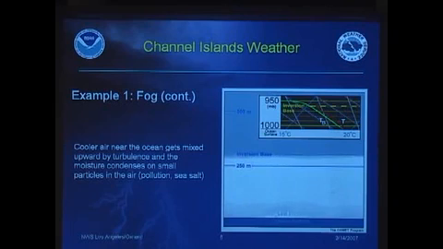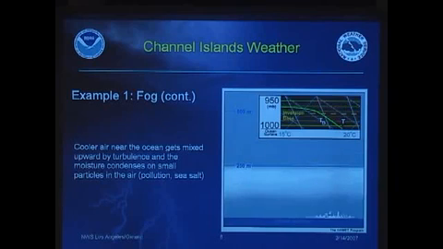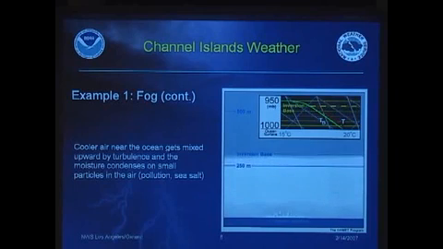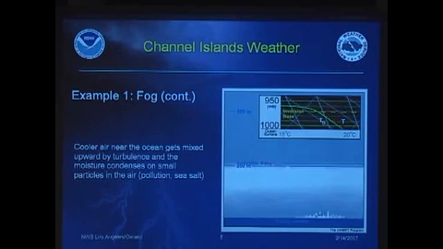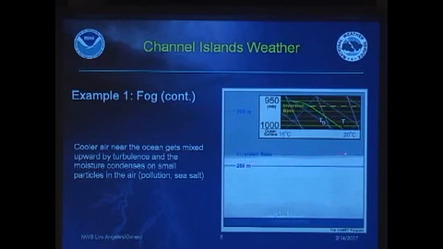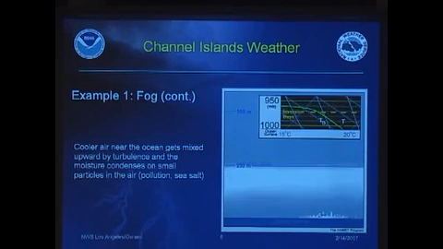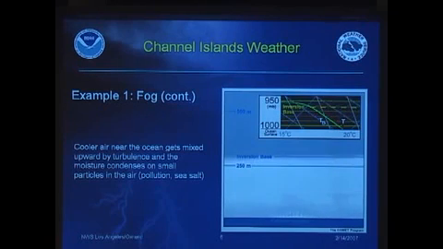Basically, they're small particles on which moisture can form and collect. And when you have the cooler air near the ocean getting mixed upward by turbulence, and the moisture condensing on small particles in the air, coming into contact with much warmer air above what we call the inversion. Let me point that out right here. You can see the inversion rises with time. The turbulence pushes up the moisture, and the cooler air comes into contact with the warmer air above it, and you have a contrast in temperatures. That's the very formula that you need in order for the formation of fog.